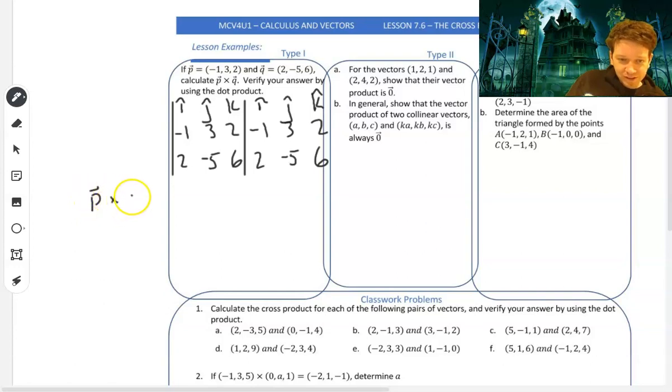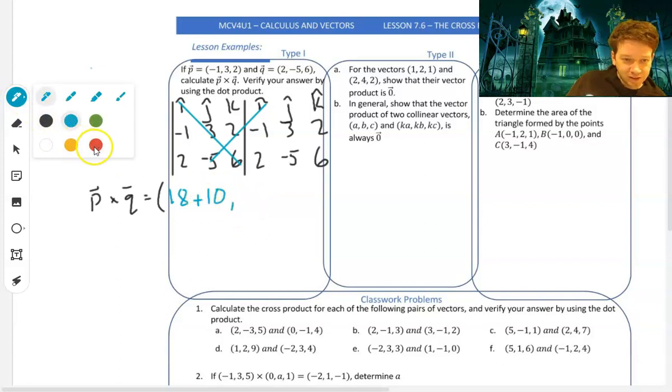So P cross Q equals, start with our x, so our I hat, 3 times 6, which is 18, subtract 2 times -5, so a double negative, so we'll end up adding 10. Next, our y coordinate, so j hat, so 2 times 2, which is 4, subtract -1 times 6, so a double negative, so +6. And lastly, our z coordinate, so k hat, I forgot my hat there. There we go.